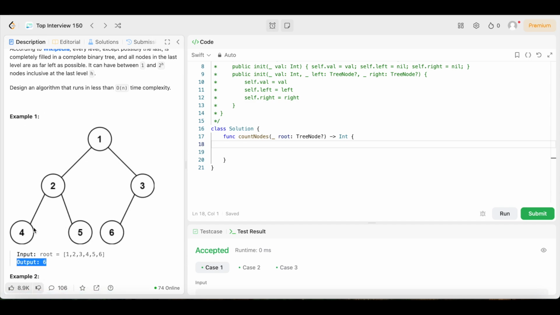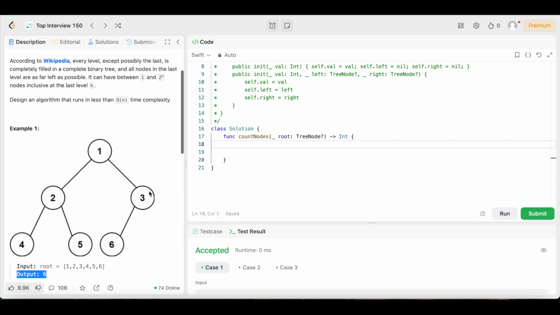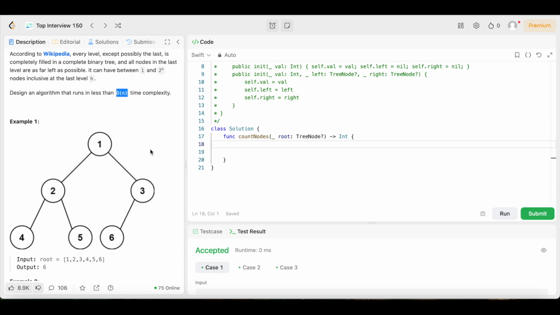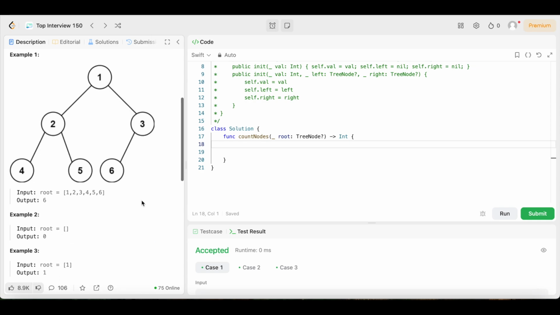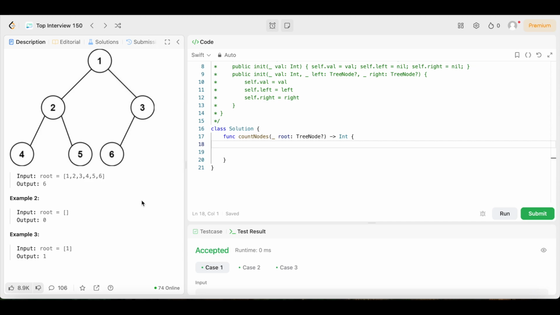It's just 1, 2, 3, 4, 5, 6. The trick is we have to do it in big O of n time complexity, which is why we are going to use a post traversal to do it, because first we're just going to traverse this subtree, the left subtree, then we'll traverse the root, then we'll traverse the right subtree, and we'll be able to do that in big O of n time complexity. So let's look at the other two examples in case they try to throw out some tricks our way.